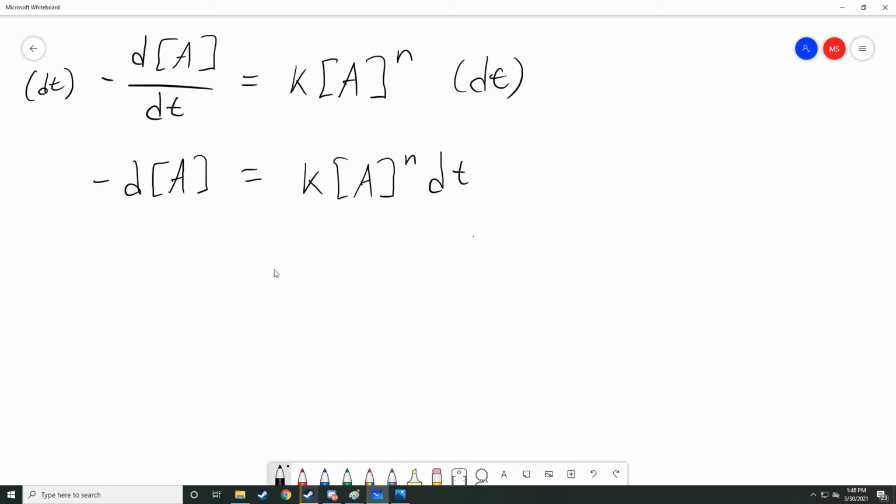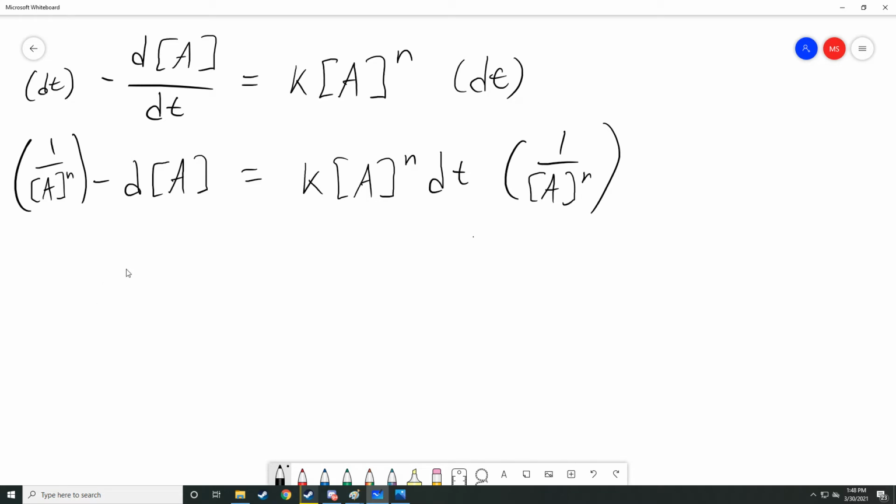So there are no t's, so I can keep this dt here. However, these two are on different sides of the equation. That's not good. The differential of A and the A itself are on different sides. So I'm going to go ahead and divide both sides by A to the n. So I'm going to multiply by 1 over A to the n. Do that on this side as well.